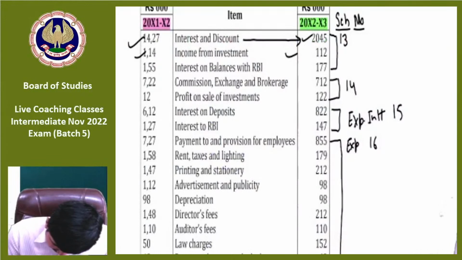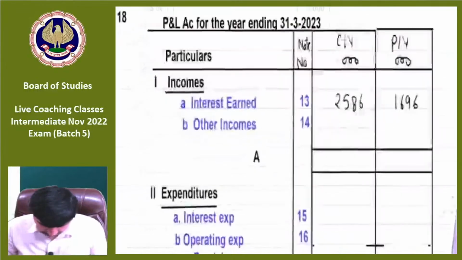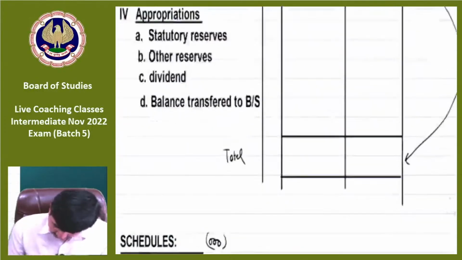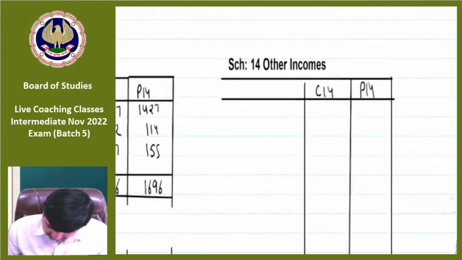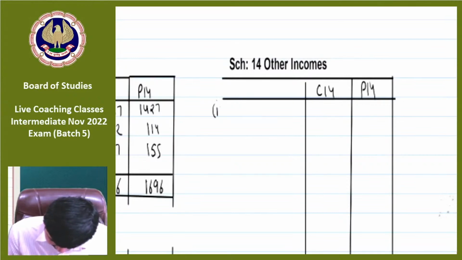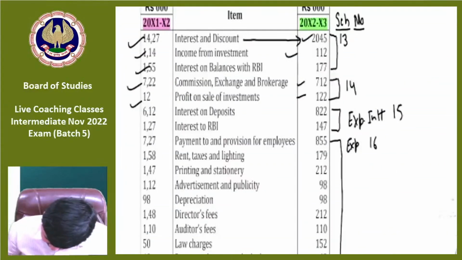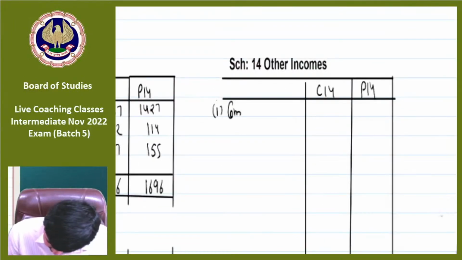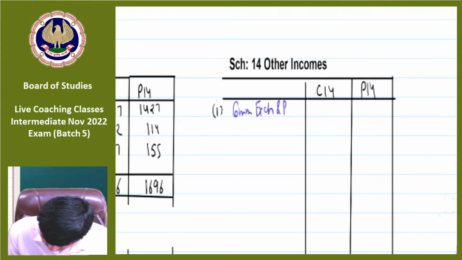Anyways, next one is 14. Schedule 14. Please do prepare Schedule 14, other incomes. Number 1, commission. What was written? Commission, exchange and brokerage. That is 712, 722.